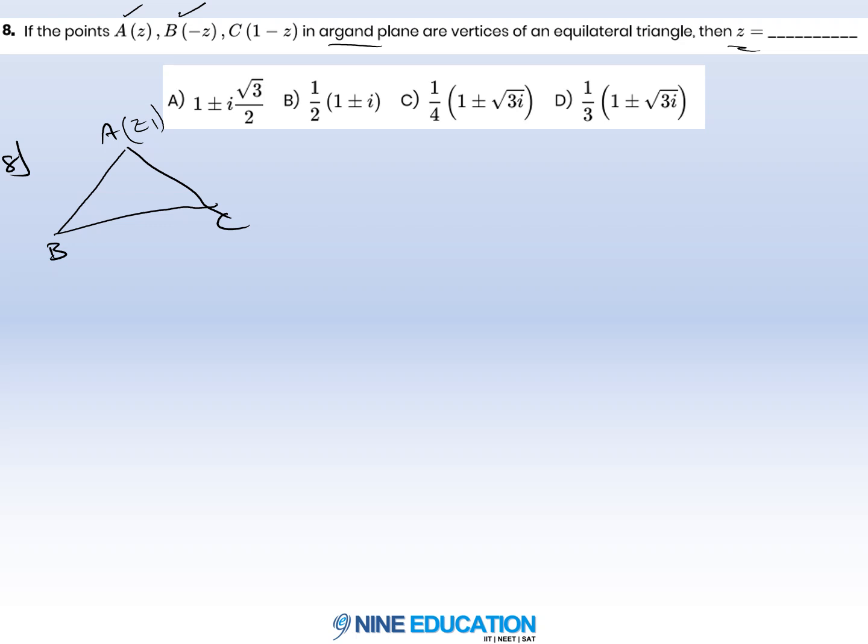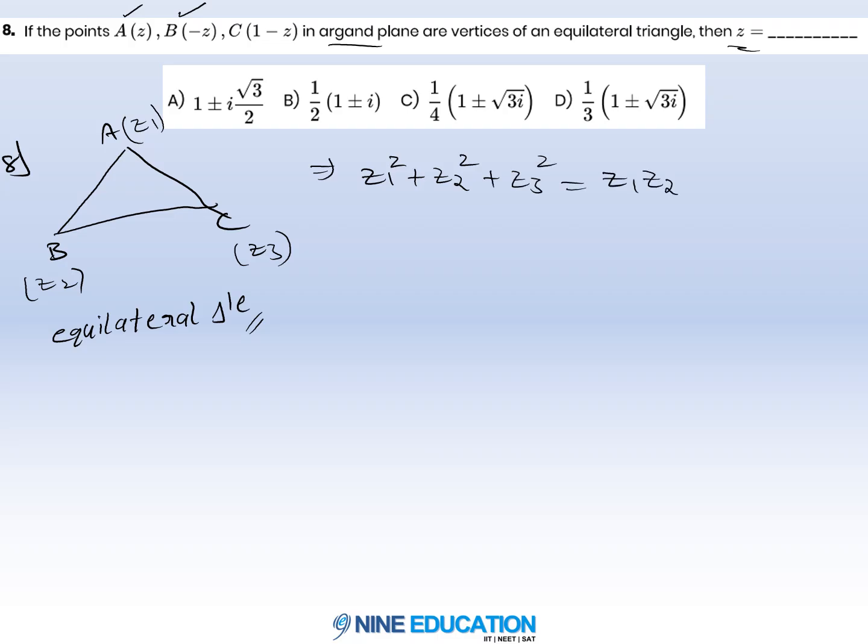If vertices of an equilateral triangle are given, let's say Z1, Z2, Z3, and if it is an equilateral triangle, then the result is Z1 square plus Z2 square plus Z3 square equals Z1 into Z2 plus Z2 into Z3 plus Z3 into Z1. In our case, let's assume point A as Z1. So Z1 is Z, Z2 is minus Z, and Z3 is 1 minus Z. So let's substitute all these values in this equation.